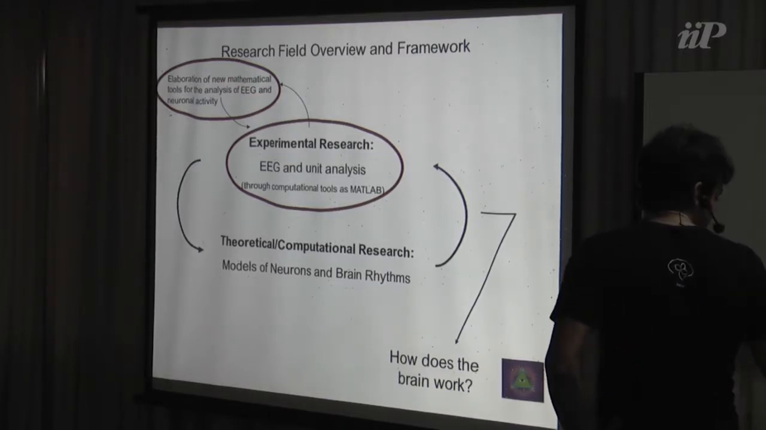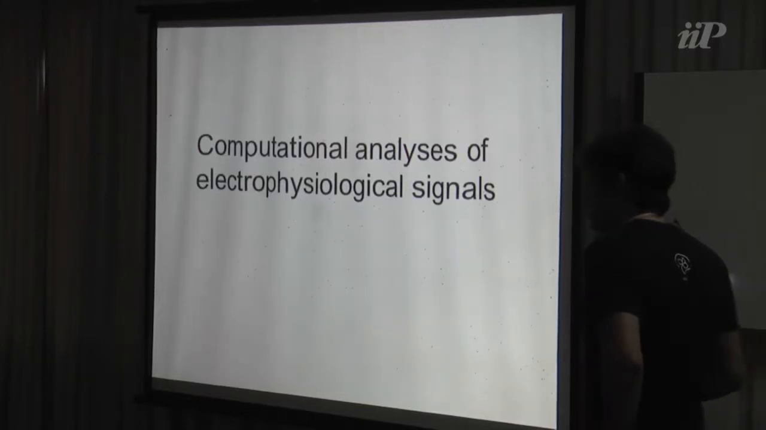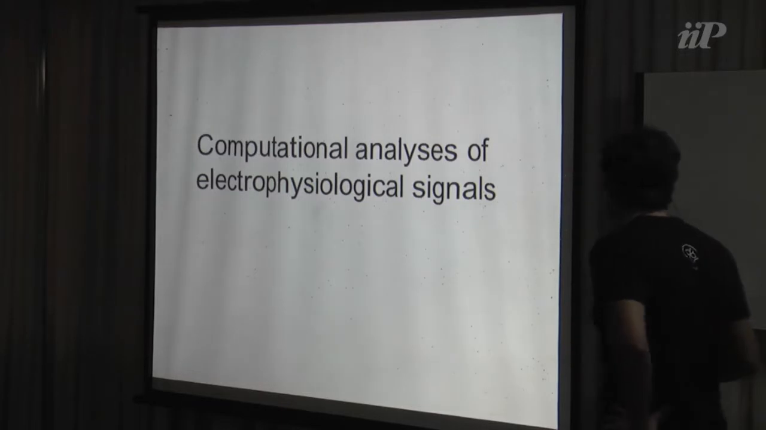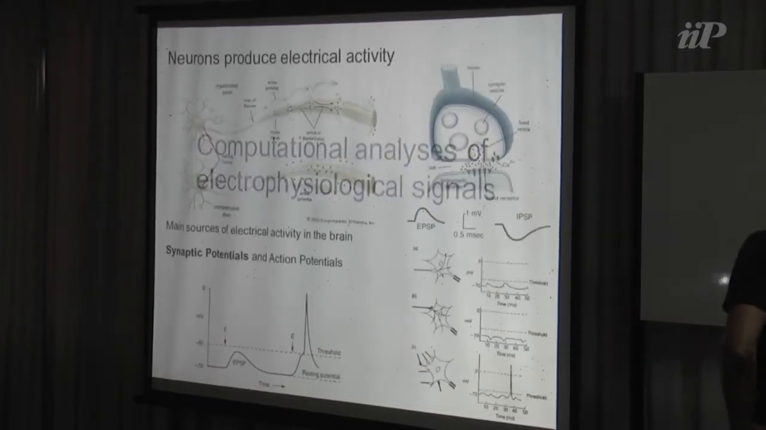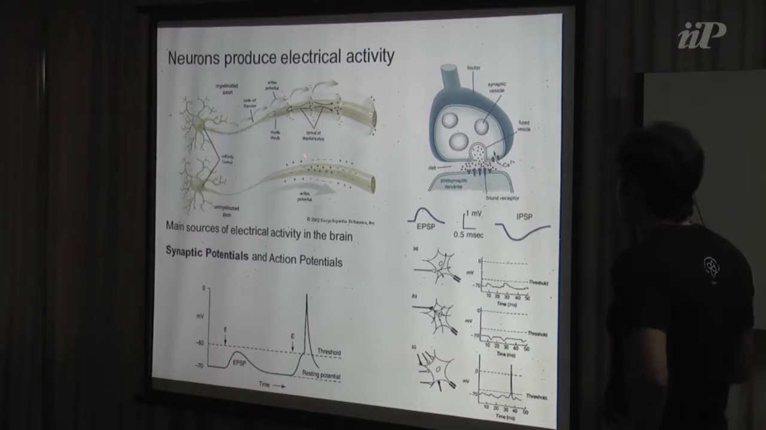And I'm going to show you some examples of applications. Okay, so this is just very basic stuff. Then computational analysis of electrophysiological signals. So this is high school knowledge. I know you know that neurons produce electroactivity. So we have the action potentials, we have the postsynaptic potentials.